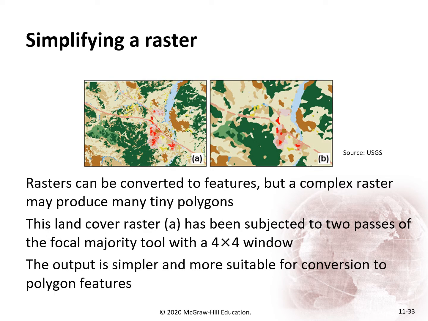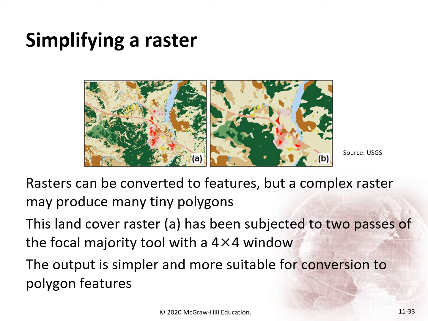How do we simplify rasters? Rasters can be converted to features. Complex rasters are problematic because they generate all kinds of tiny little polygons. So what they've done here is this land cover raster has been subjected to 2 passes of a focal majority tool on a 4x4 window. You do that 4x4 window using the focal function to identify the majority. You run it once and you get a new output. You run it again on that same output.